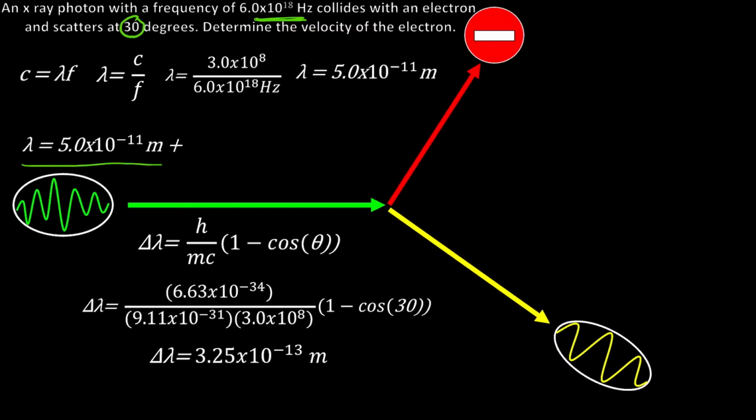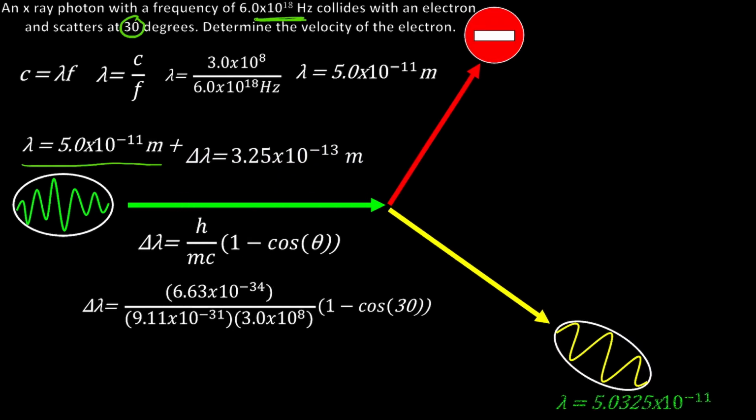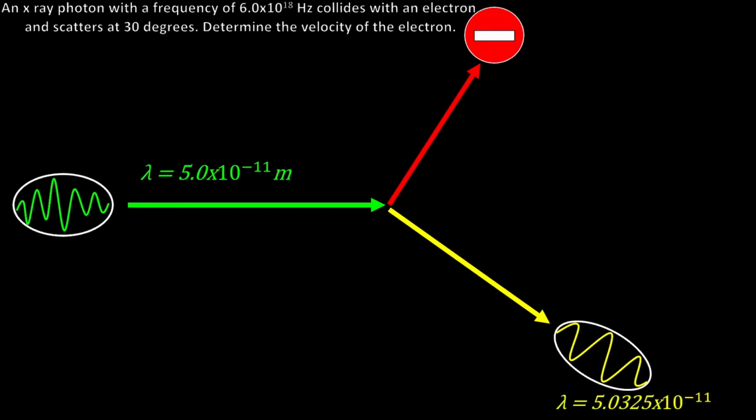So I take my original wavelength and I add this value that is the change, and I get a value of 5.0325 times 10 to the negative 11 meters. Okay, so that's the first step, and now I have my initial wavelength and my final wavelength of the photon. And now I'm able to solve for what's going on with the electron.